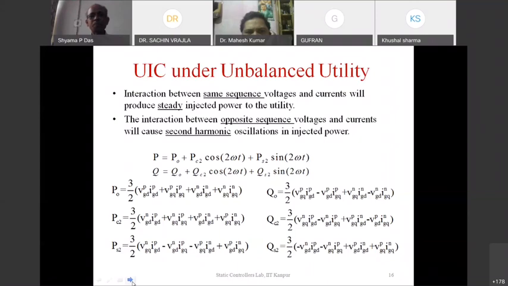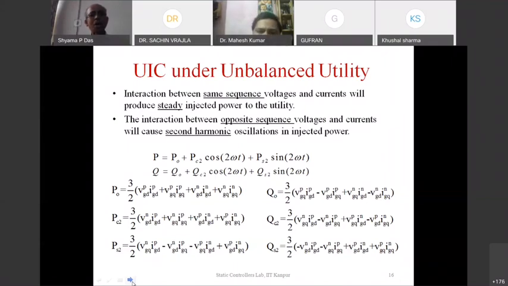Now, our objective is the following. Our objective is that the power factor should be unity. So if the power factor should be unity, the steady reactive component Q naught should be equal to 0. Because the grid should not supply reactive power, neither should it absorb reactive power. So Q naught, capital Q naught, should be equal to 0.